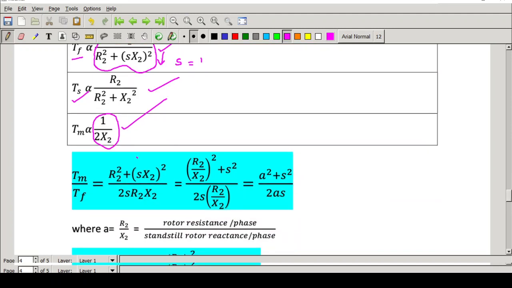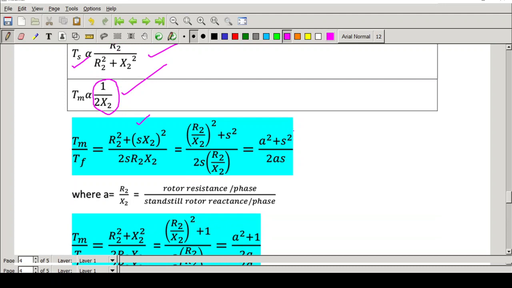Then numerator and denominator, we divide by X2 the whole squared, and finally the expression you get is this. Here the constant A is given by R2 by X2, that is, rotor resistance per phase divided by rotor reactance per phase. So this is the ratio of maximum torque to full load torque.